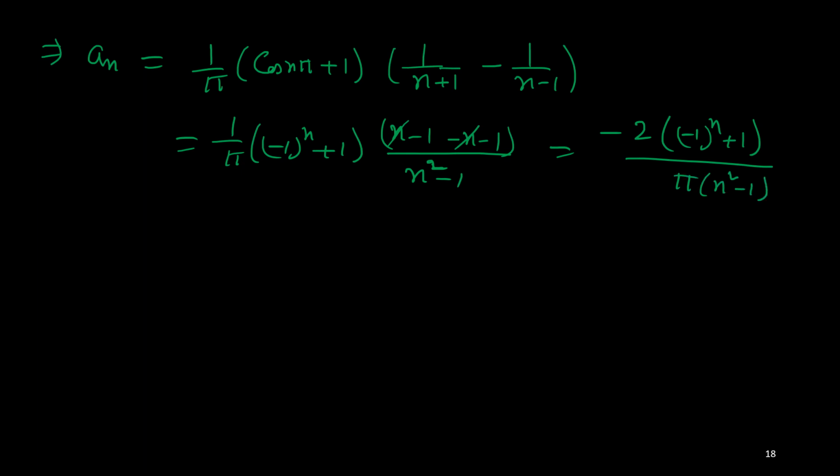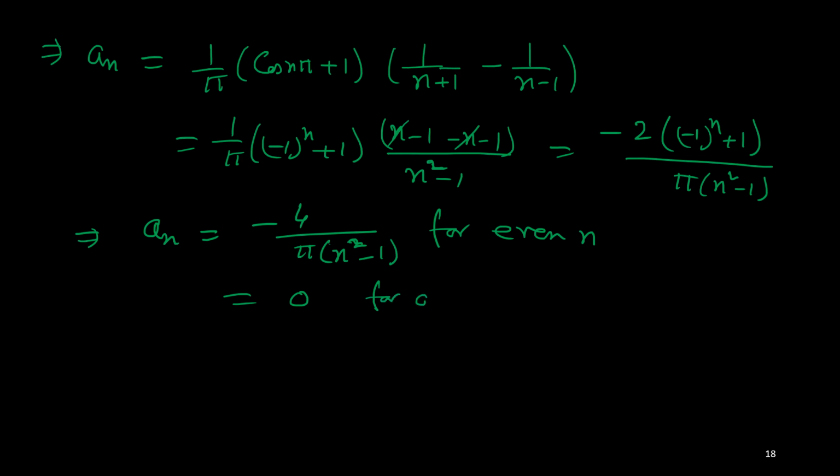Now you see, when n is even, then only it is 1. 1 plus 1 is 2. So therefore a n, for even it is 2, 2 is 4. So minus 4 upon pi times n square minus 1, that is for even n. And for odd n, it is 0. Right? So this is all. So this is all for an.